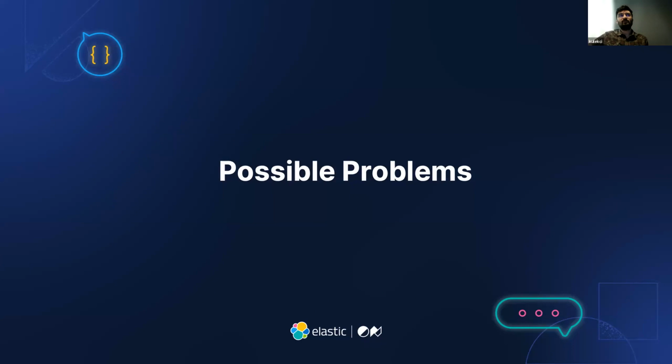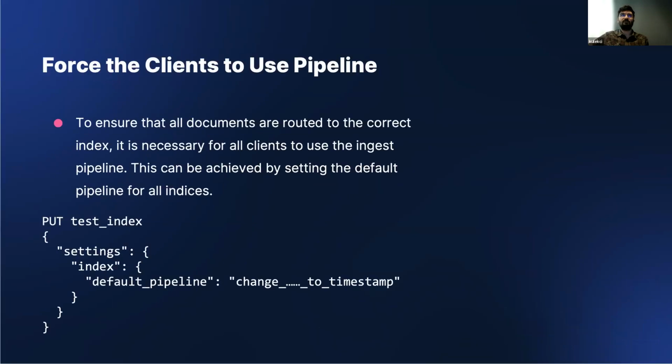So what are the possible problems with this solution? I need to mention these problems to you also, to clarify our scenario. The first problem is that we had to force all clients to use the ingest pipeline. Some of them can forget to use the pipeline and all the documents can be saved into the wrong indexes. So we need to force them for the indices. While creating the index, we can use the default pipeline for this purpose. This makes the pipeline be used for every ingestion into these indexes.